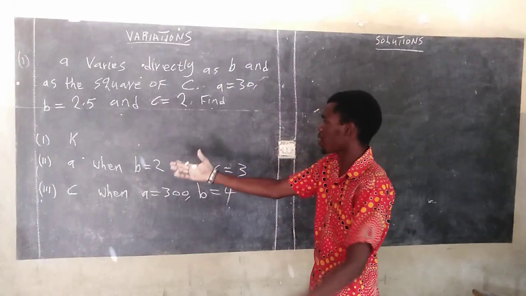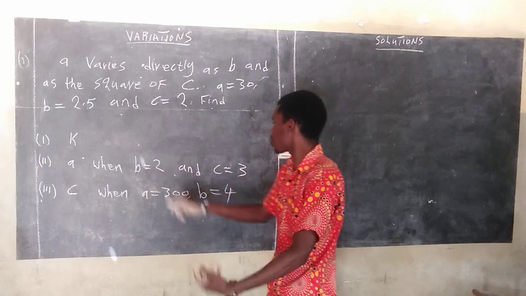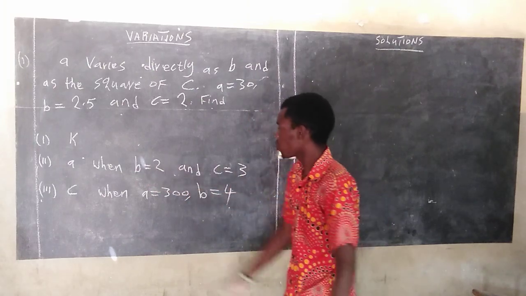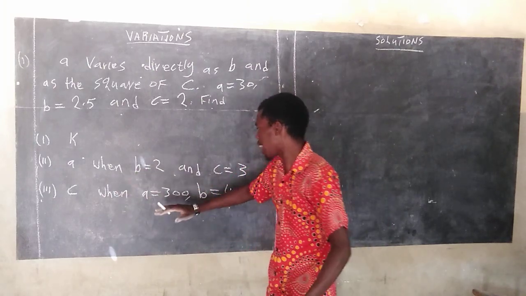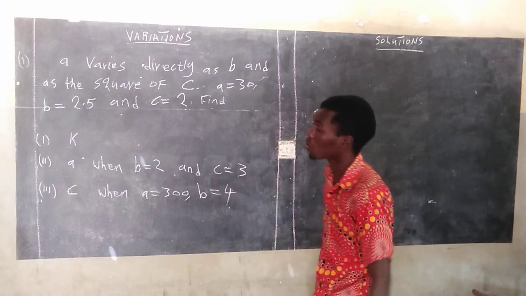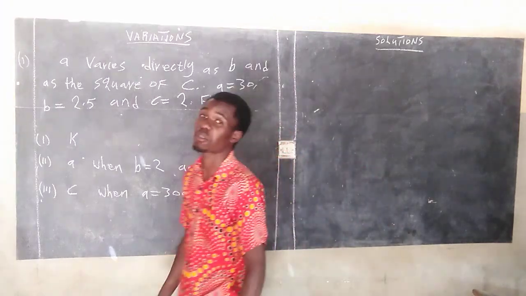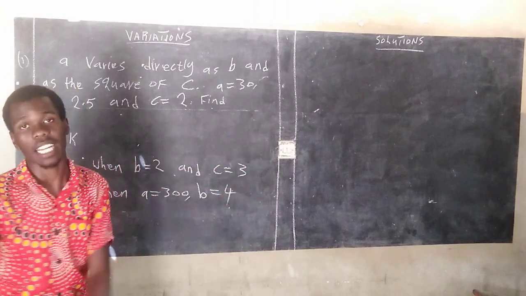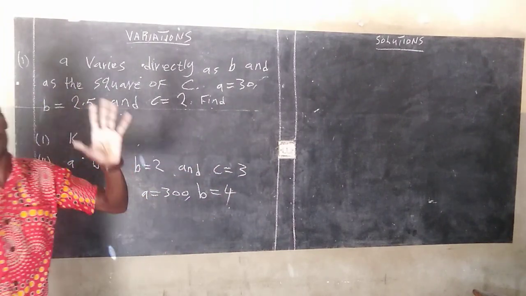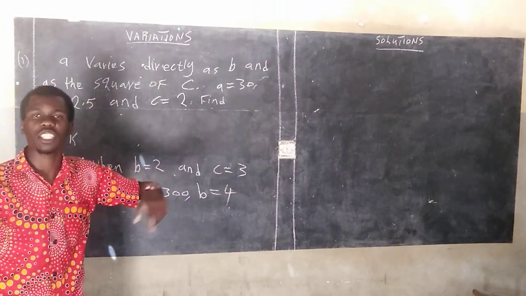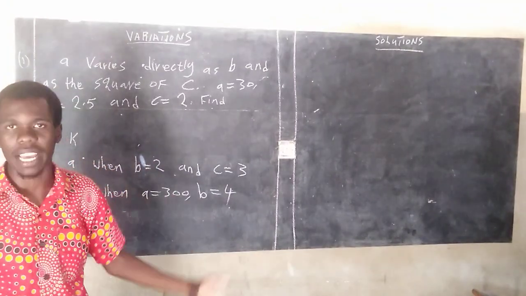We're also going to come up with the value of L when b is equal to 2 and c is equal to 3. We're also going to come up with the value of c when a is equal to 300 and b is equal to 4. Okay, so now let's get started. The same principle which we used in the first question is also the same principle that we are going to apply here.